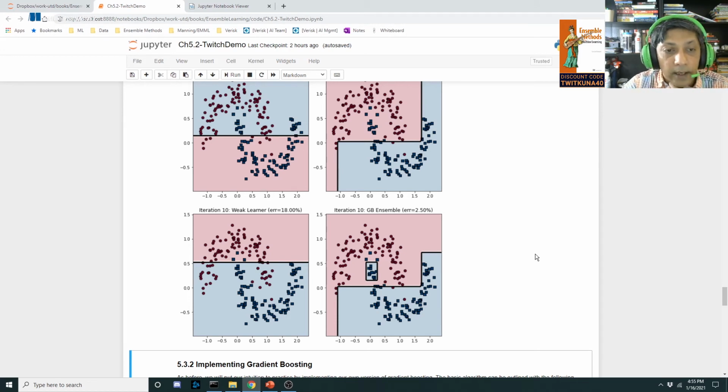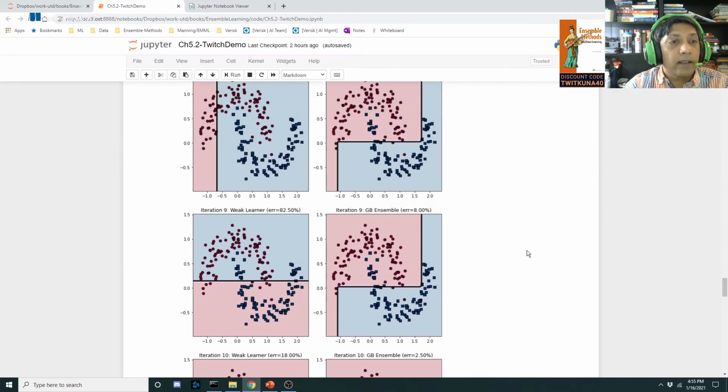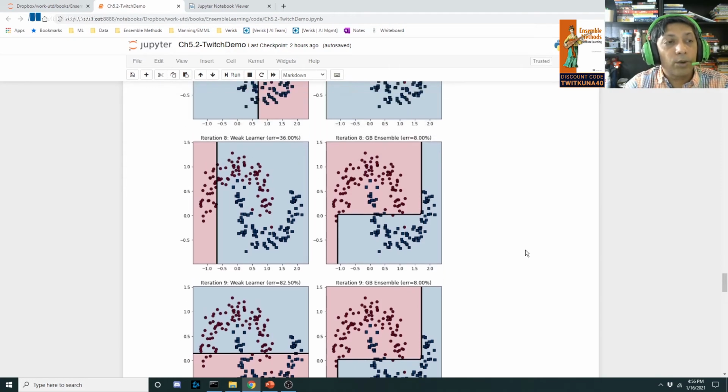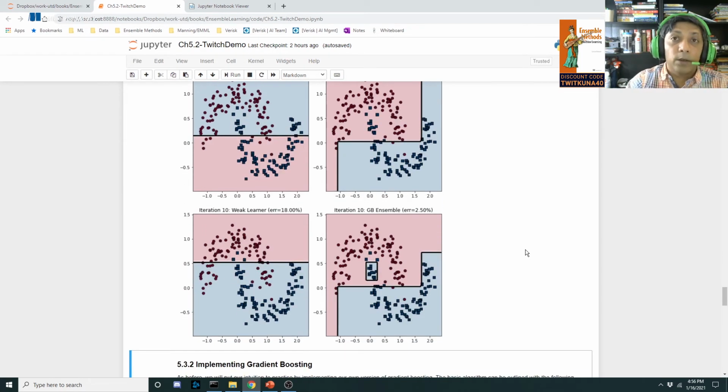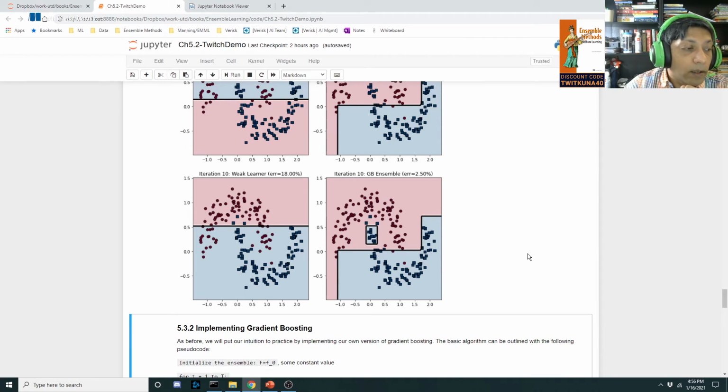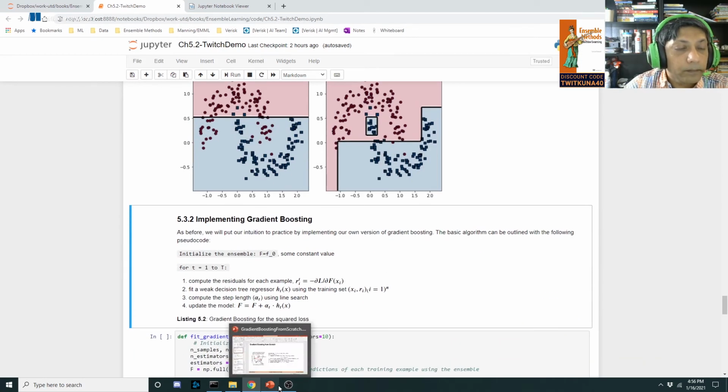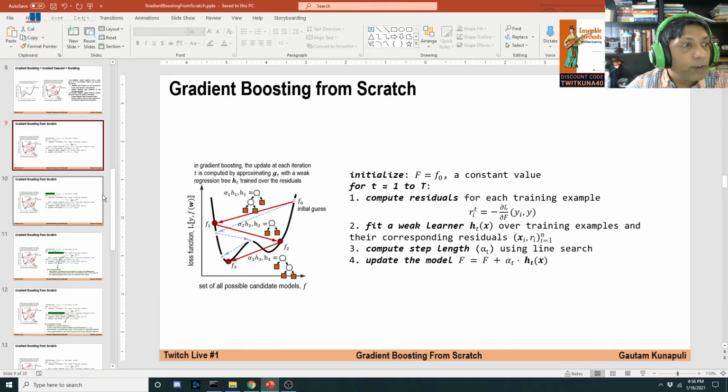So this is essentially what gradient boosting does. It looks at the residuals and it trains at every iteration these weak learners, so that as we keep adding more and more weak learners to our ensemble, the overall ensemble's performance is now boosted into a strong learner. So that is essentially visually a great way to see how gradient boosting actually works under the hood, right?